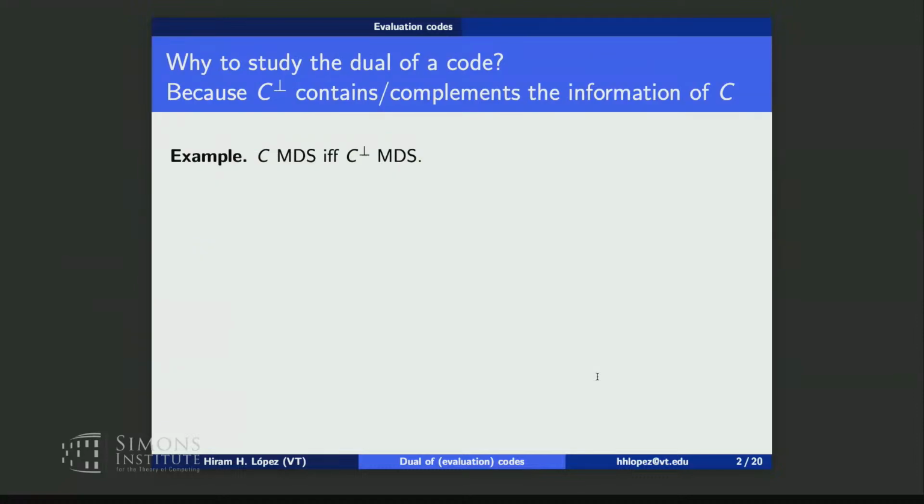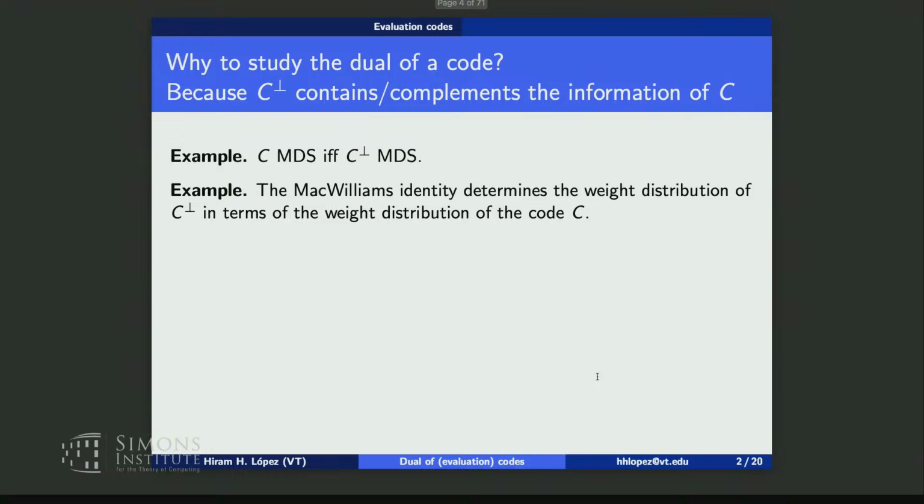And why do we want to study the dual of the code? For me, the dual is one of the most important objects in coding theory. Sometimes they have the same information as the code, and sometimes the dual is easier than the code itself. Sometimes the information is complementary, and you can use one to deduce the other. So we know MDS, and also the MacWilliams identity says that if you find the weight distribution of one code, you can find the weight distribution of the dual. So this is complementary in some sense.